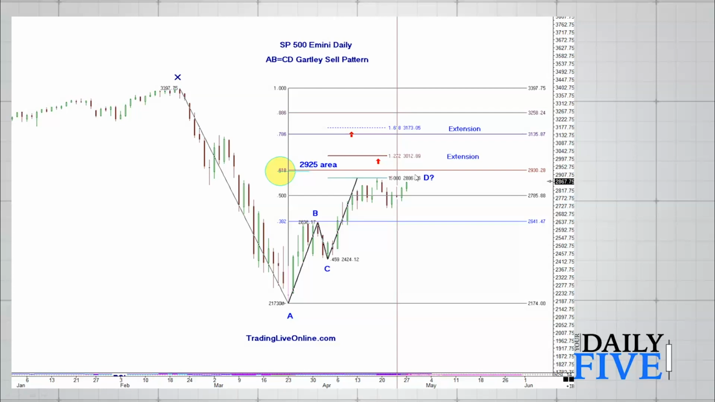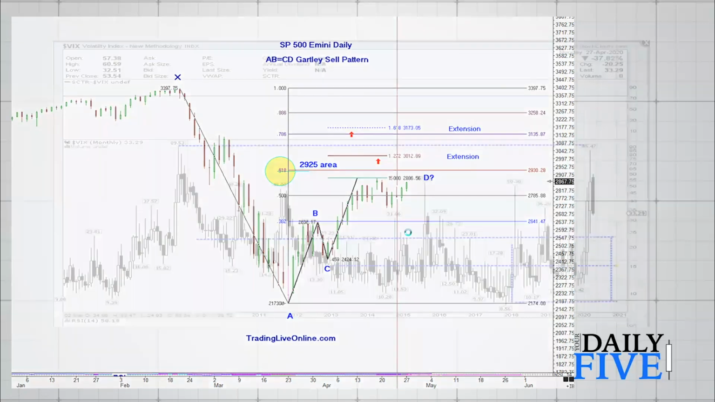We've popped up just above the D completion point this morning on the open, and we're getting up into where I have marked with the yellow circle. There's a 618 retracement, that 2925 to 2930 area. We've just come within a few points of that this morning. There's also an FOMC meeting, and so we'll see tomorrow on the announcement how that affects prices. So let's move on now to the next chart.